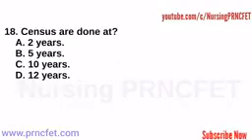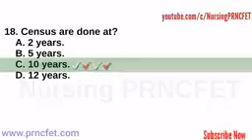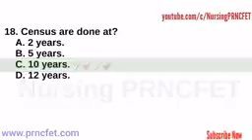Question 18. Census are done at A. 2 years, B. 5 years, C. 10 years, D. 12 years. Correct answer is C. 10 years.